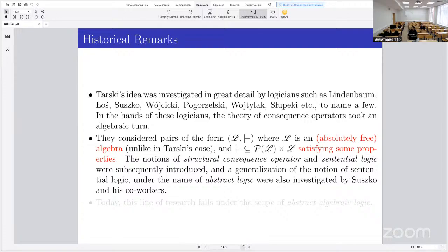There was also another development, in which the cardinality restriction was dropped. And again, this turnstile satisfies certain properties. They dropped the finiteness, which means that in this case, the turnstile satisfies reflexivity, monotonicity, transitivity, and something that was introduced by Bosch and Shusko, I think, that is called the structurality axiom. So the notions of structural consequence operator and hence sentential logic were subsequently introduced. And the generalization of these notions of sentential logic under the name of abstract logic was also investigated by Shusko and his co-authors. Nowadays, this line of research is pursued under the scope of abstract algebraic logic.